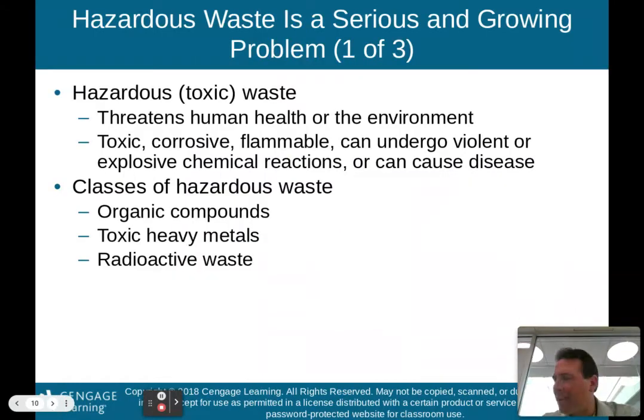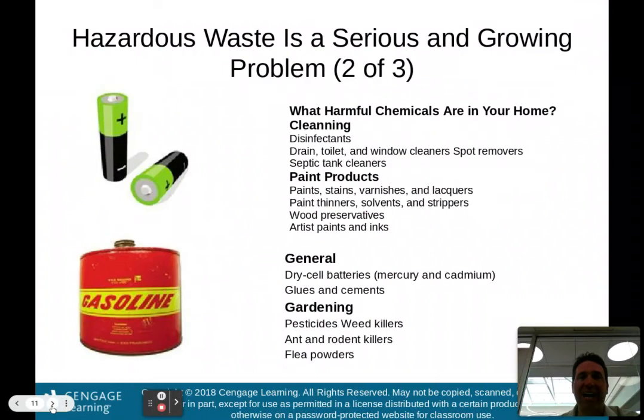All right, so hazardous waste, obviously a serious and growing problem. So talking about hazardous waste, that's waste that is toxic, right? That can threaten human health or the environment. Anything that is toxic or corrosive or flammable, can undergo violent or explosive chemical reactions, or can cause disease. We do have some classes of hazardous waste: organic compounds, toxic heavy metals, and radioactive waste are our classes of hazardous waste.